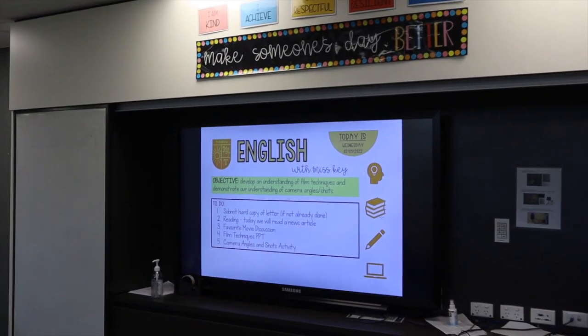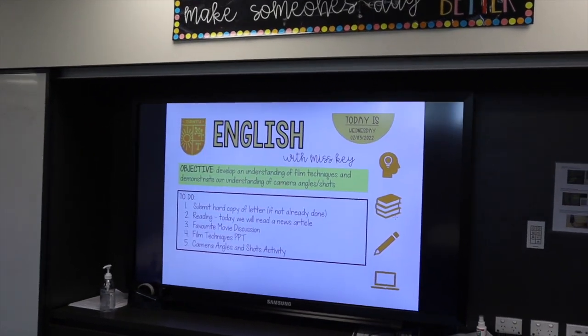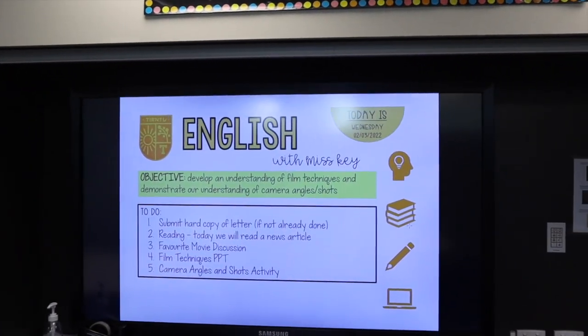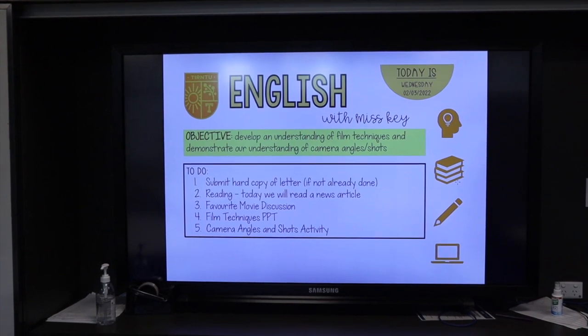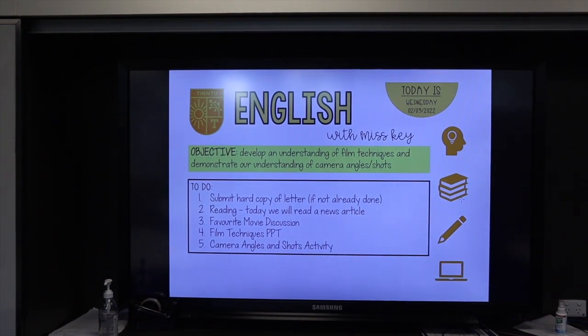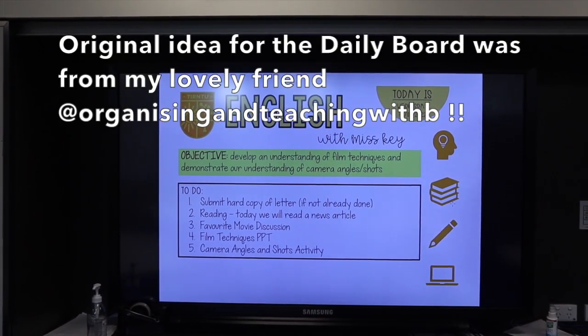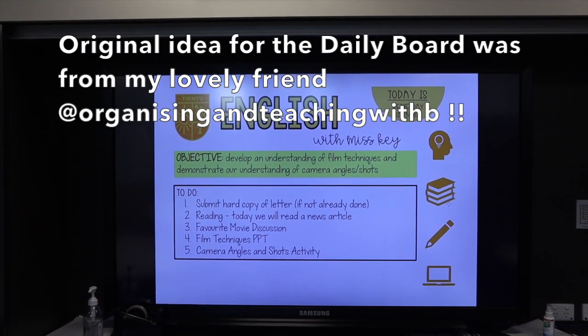I use this daily board for my year 8 class and I put it up at the beginning of each lesson and it's literally just a to-do list of what we're going to do. As you can see, it also includes the lesson objectives so that the students know what they're going to achieve by the end of the lesson after we complete all the activities.